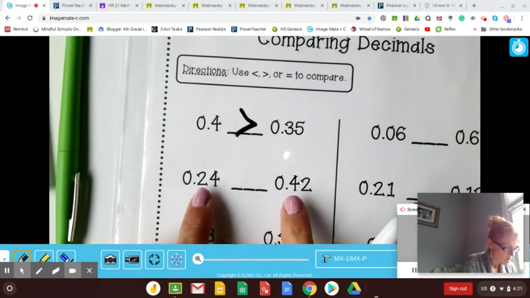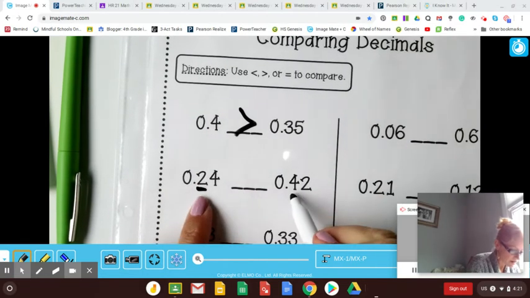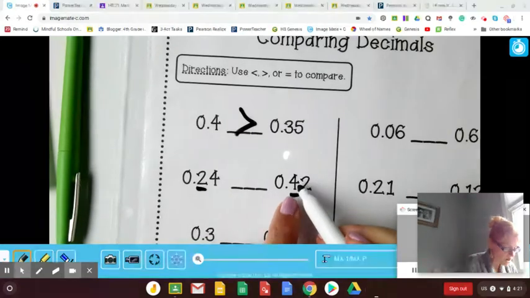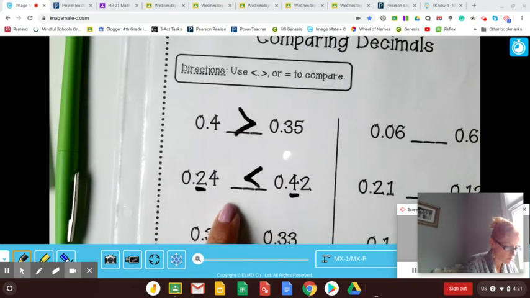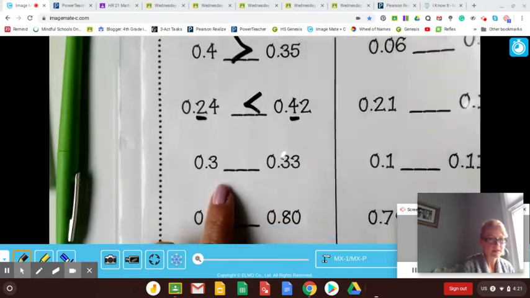A 0. I have a 2 and a 4. So I'm going to be comparing these two places. A 4 is greater than a 2. So bam. Let's go down a little bit.